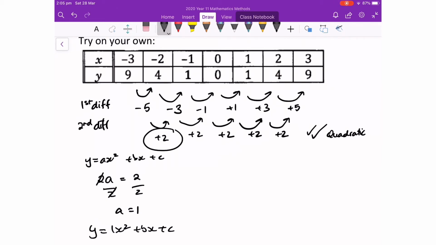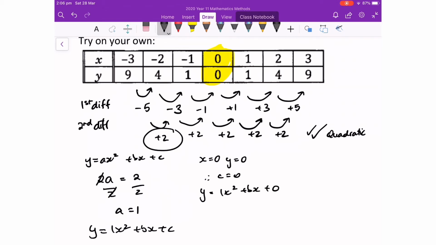Okay. So let's now try to find c. C is easy because I just have to look at what y is when x equals 0. So here I'm highlighting it. You can see that when x equals 0, y equals 0. Therefore, c is equal to 0. So I've got y equals 1x squared plus bx plus 0.